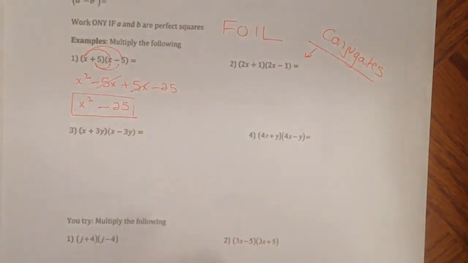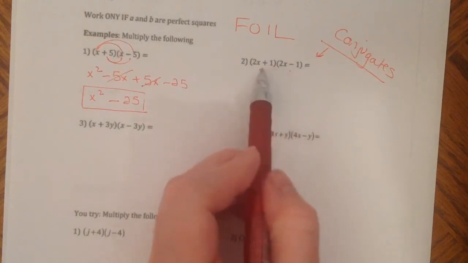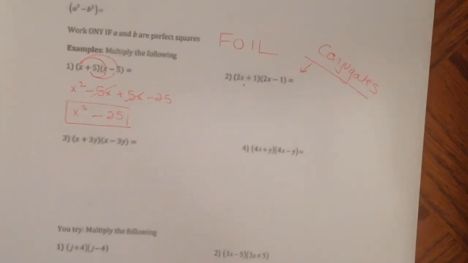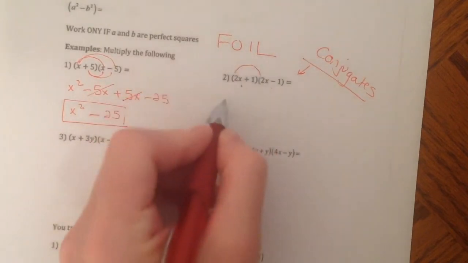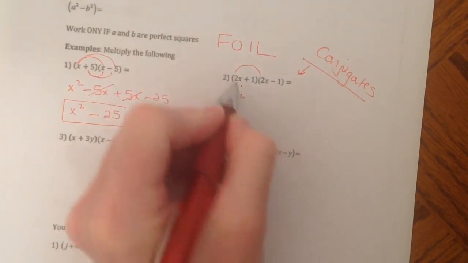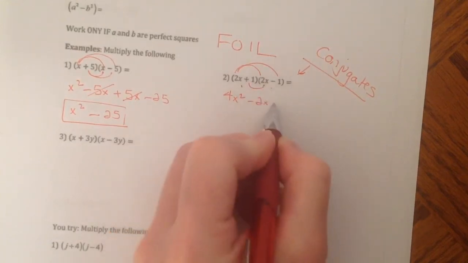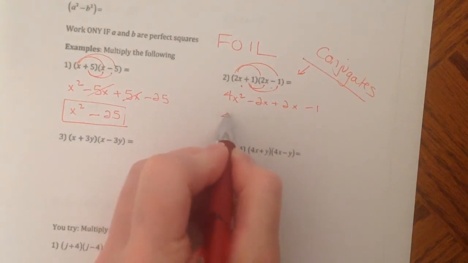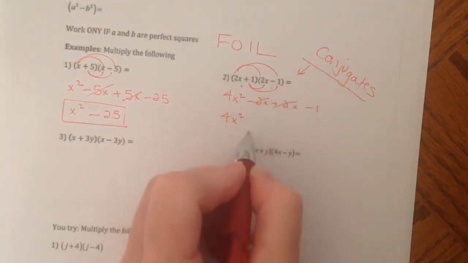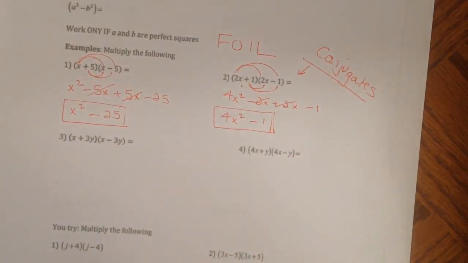And I said you don't have to remember that term, but what that means is the binomials look exactly the same except one has a plus and one has a minus in it. So that's what's going to happen for it. First times first will be 4x squared. Outer times outer is minus 2x. Inner times inner is plus 2x. Last times last is minus 1. Again, those middle terms cancel out. You're left with a binomial for your answer when you multiply.